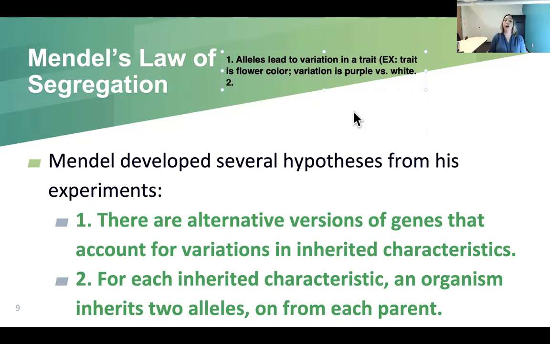Now, number 2 says that for each inherited characteristic, an organism gets 2 alleles, 1 from each parent. So what this is telling you is that basically the alleles for a gene or a trait, 1 comes from mom, 1 comes from dad. So in this case, the trait is flower color. So 1 allele for a trait comes from mom, 1 allele comes from dad.